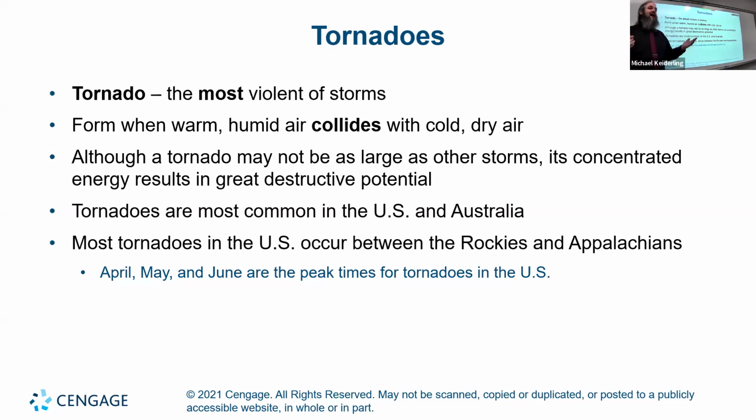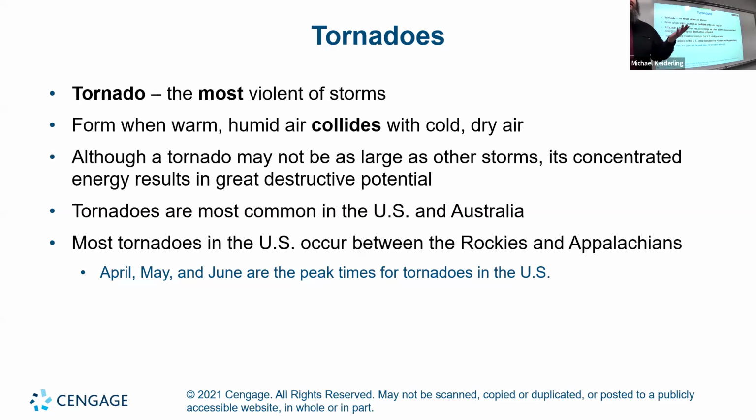Tornadoes may not be as large as other storms, but their concentrated energy gives them great destructive potential. The problem with tornadoes is that they occur over such a short period of time with such complicated conditions. We can tell if conditions are possible to form tornadoes, but it's hard to tell if a tornado is likely to exactly form. We don't fully understand the process tornadoes form in, and they happen for such a short period of time, they're very hard to predict.